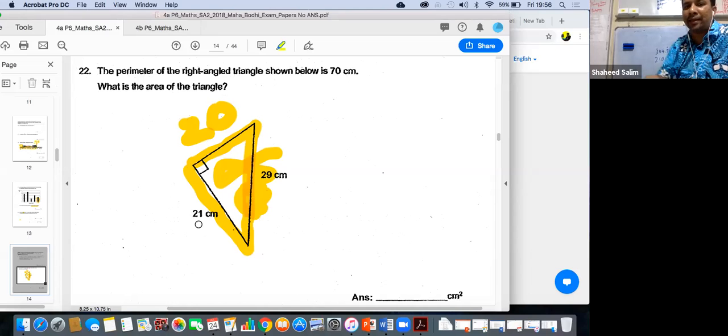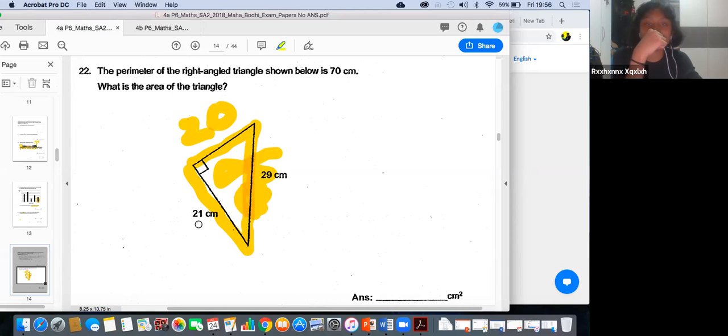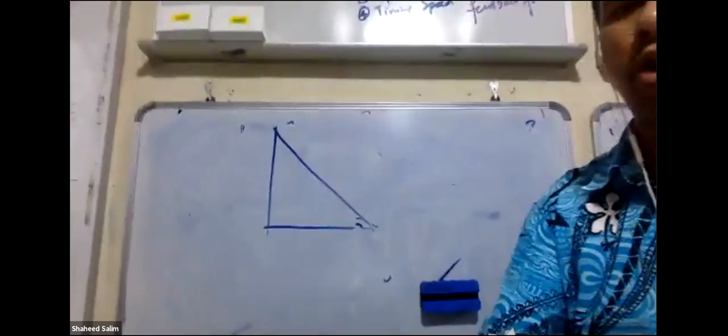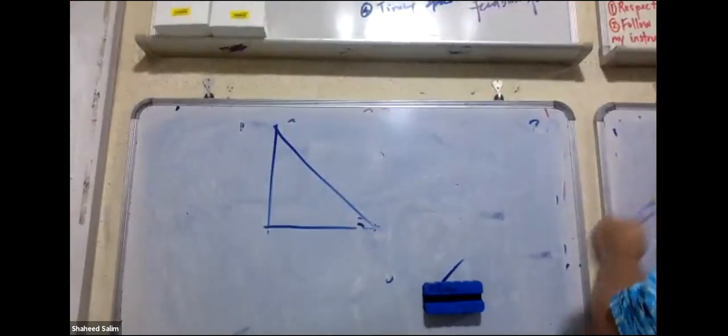But do you understand why 29 cannot be your base? Okay, I'll just show you. Because it's not perpendicular. Yes, because it's not a right angle. Well done. So not right angle means not perpendicular. That's a good word.